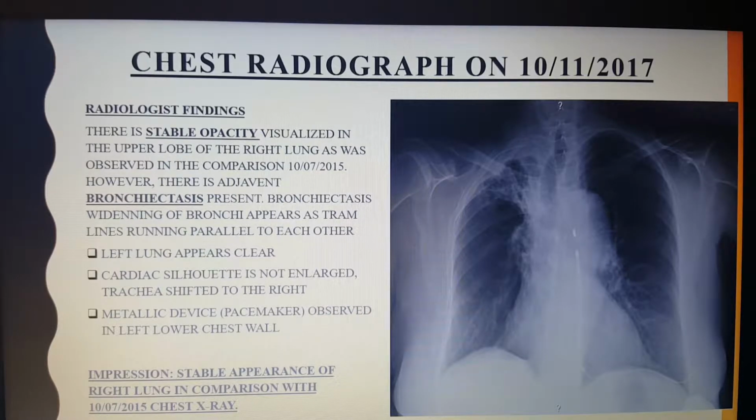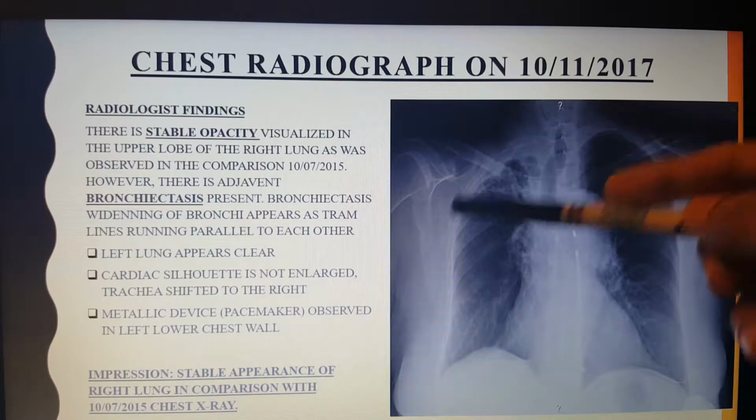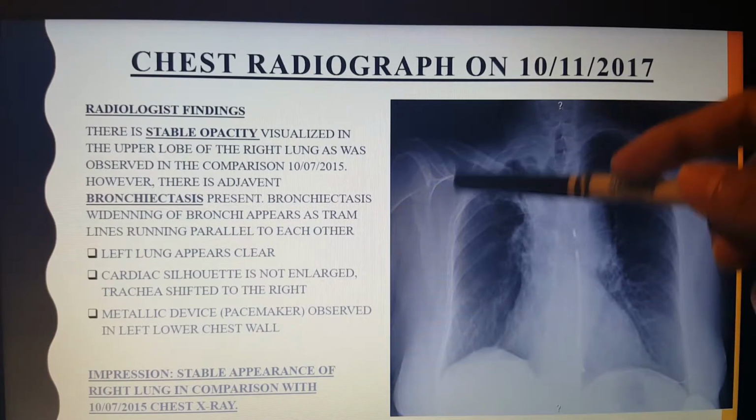So if we were to go on now to the chest X-ray that was taken on the 11th of October of 2017, this is the one that we took a few days ago. This is how the patient's lungs looked right now. As you can see, this metallic device is the pacemaker that is observed here. So this is the current chest X-ray, or the current visualization of the patient's lung as of now.